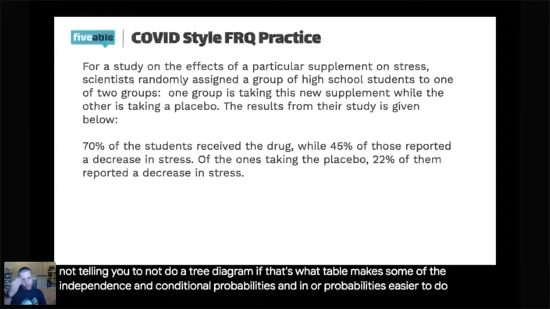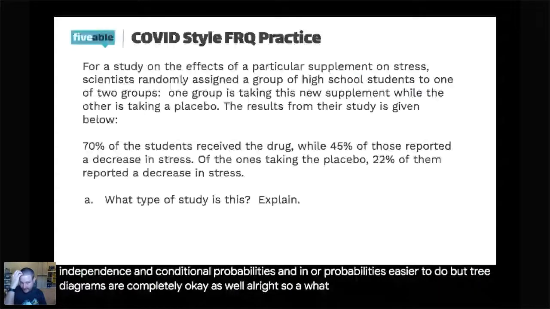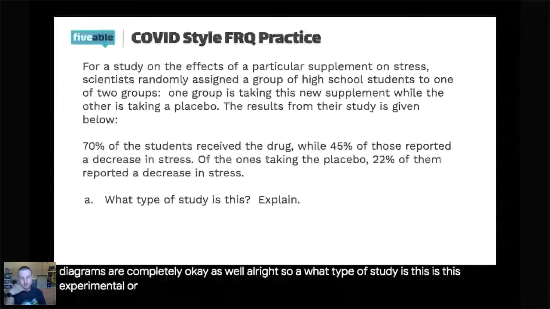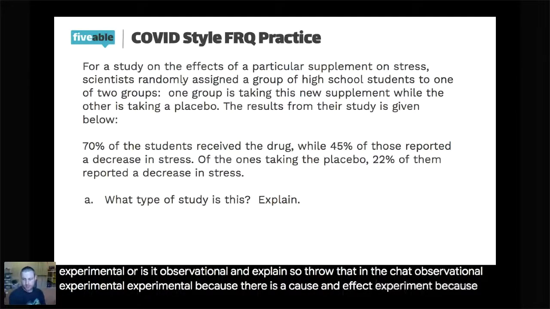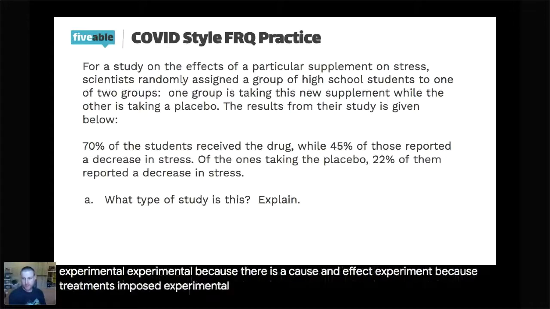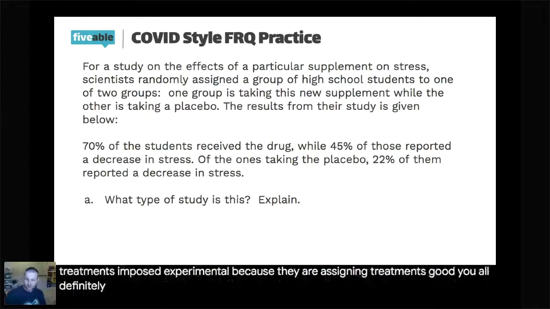All right, so A, what type of study is this? Is this experimental or is it observational? And explain. So throw that in the chat. Observational, experimental. Experimental because there is a cause and effect. Experiment because treatments imposed. Experimental because they are assigning treatments. Good. Y'all are all definitely on the right track.